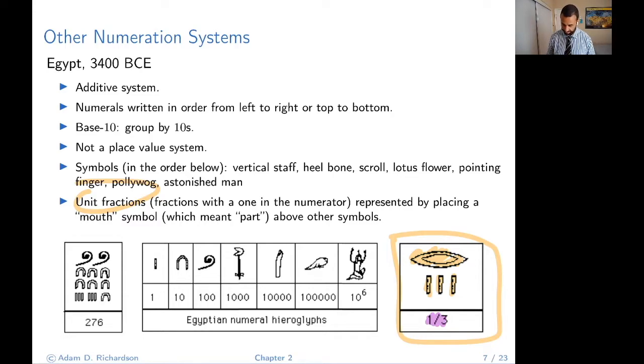That's 1/3. So you can see there's a similar structure, right? We do something kind of like that. We just use a different symbol for 1, and a different symbol for 3, and a different symbol to represent a fraction. But we're still talking about the same number. That's the important part. We're still talking about the same number.